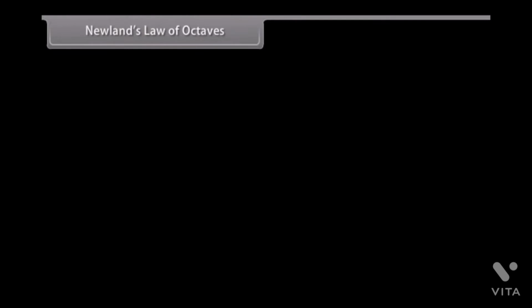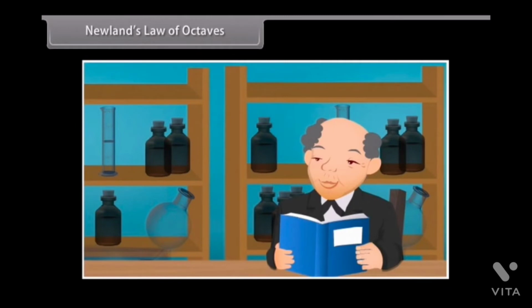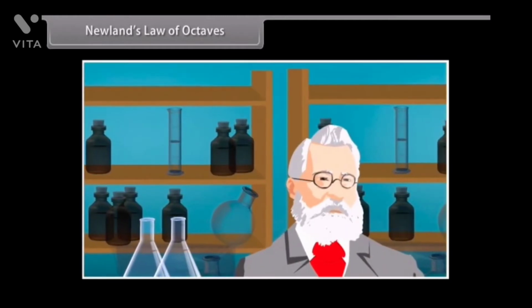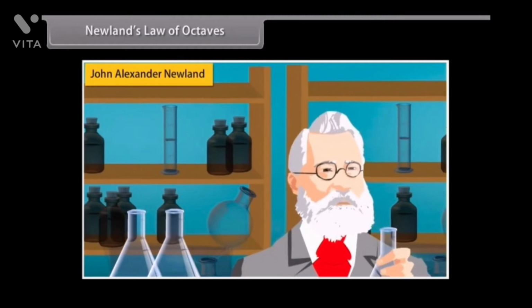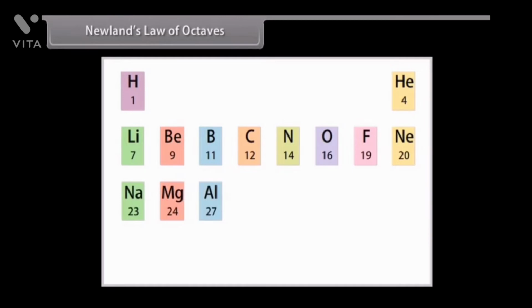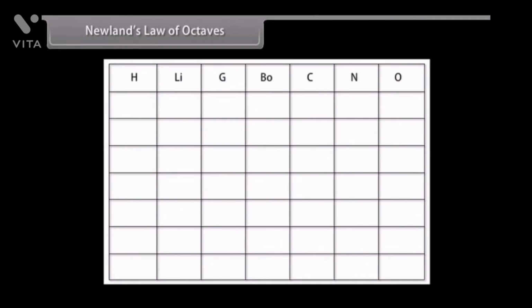Newlands' law of octaves. Dobereiner's research simultaneously encouraged other scientists to start classifying elements. The triads were not useful as they could classify only 3 elements at a time. In 1864, John Alexander Newlands, an English chemist, discovered that when elements are arranged in the increasing order of their atomic masses, atomic weight, every 8th element had properties similar to the first element. This is called the law of octaves. However, all elements could be arranged in this order only till calcium, even though there were more than 60 elements available at that time.